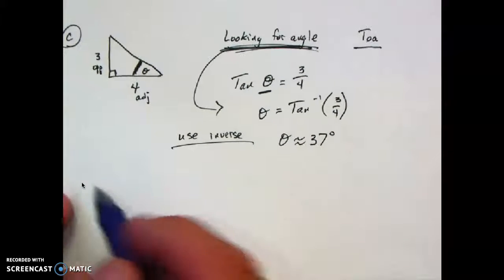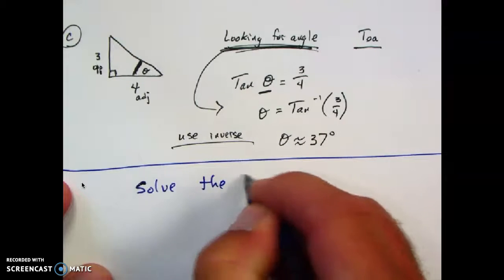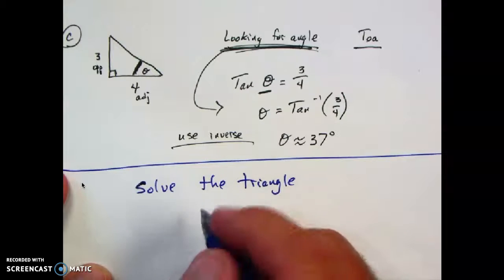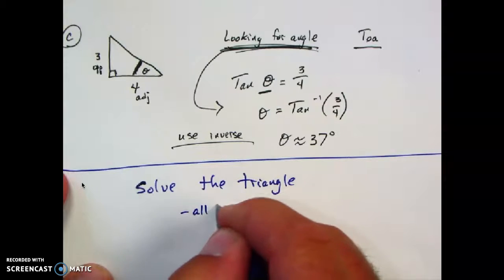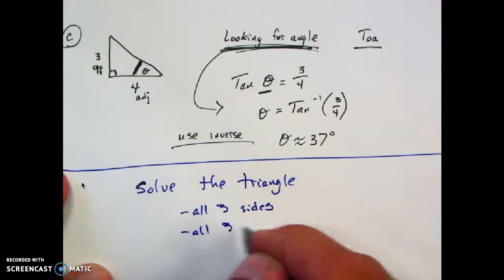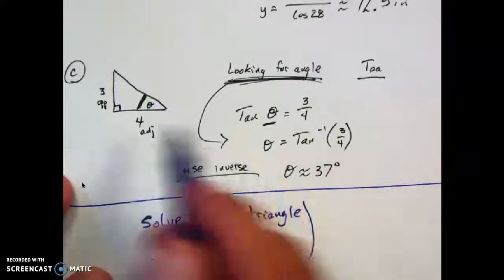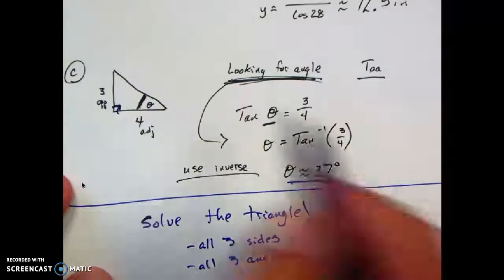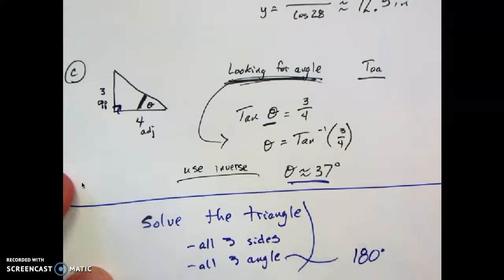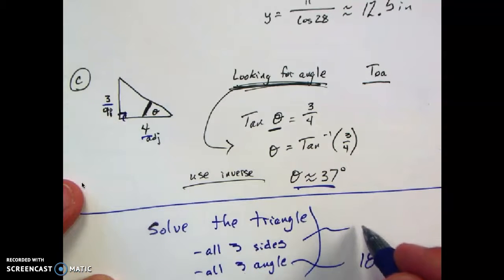Now, on any of these examples, if we were asked to solve the triangle, what that is asking us to do is, when we are done, we're going to have all three sides and all three angles. So when you solve the triangle, that means you have everything about it. Now remember, if I know that this is 90 and I just solved this one's 37, to find all the angles, well, remember, triangles add up to 180 degrees. And we have 3, we have 4. Remember, we can use the Pythagorean theorem to find that third side.